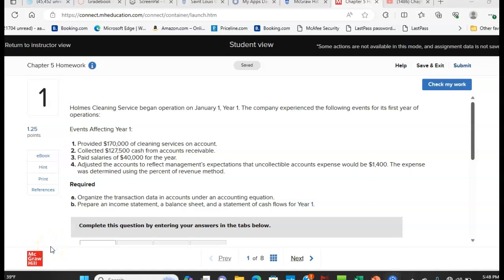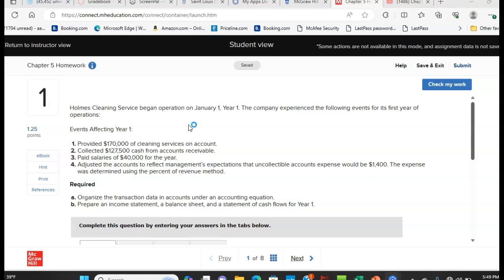Well, hello everyone. This is the problem we're going to work on from chapter 5 as a solution to the homework. And you're going to have to do the same type of problem for chapter 5 homework with just different numbers. Okay? This first problem focuses on account receivable transactions and how to record your uncollectible account expense. So you ready? Let's go.